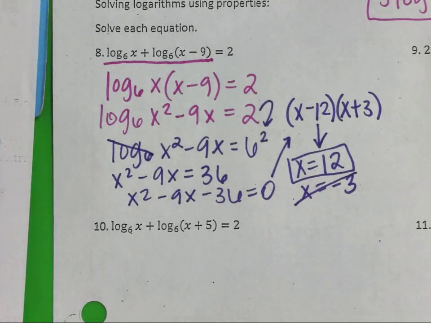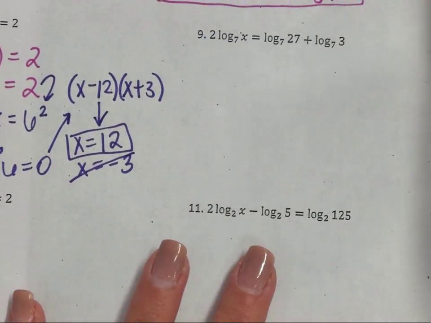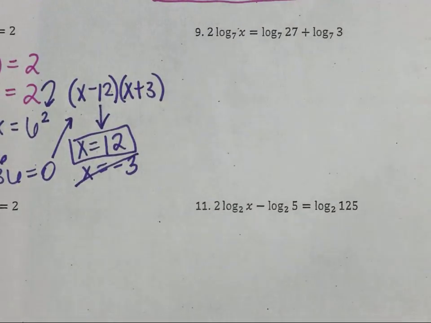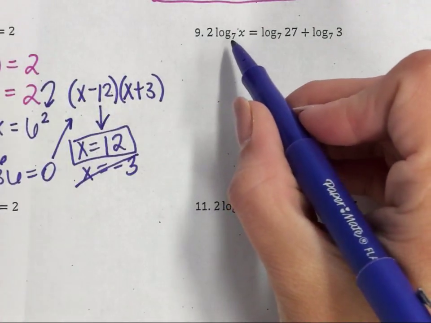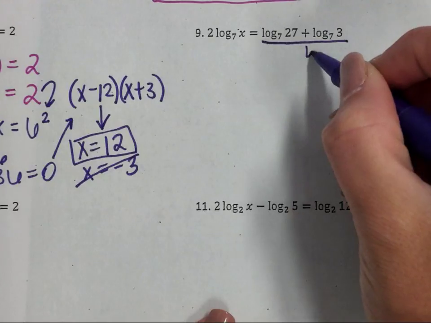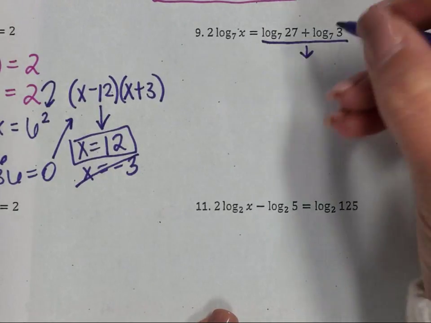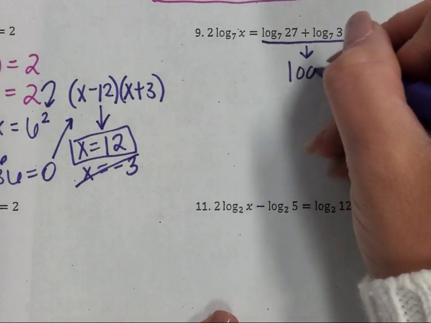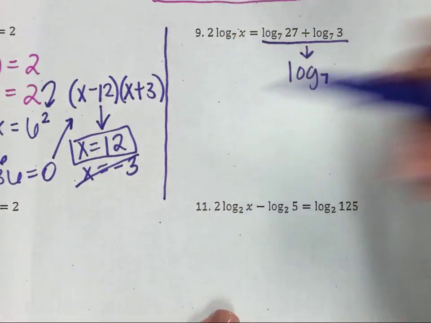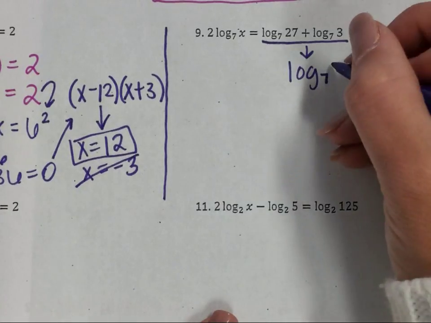Let's look at number 9. This time we do have logs on both sides, but again, it has to be 1 on each side. This one only has 1, so we're okay there. This one has 2, but I can change it to 1 logarithm by using what property? Product. So I can leave log 7 the same, and then I multiply what 2 numbers? Good. What's 27 times 3? 81.